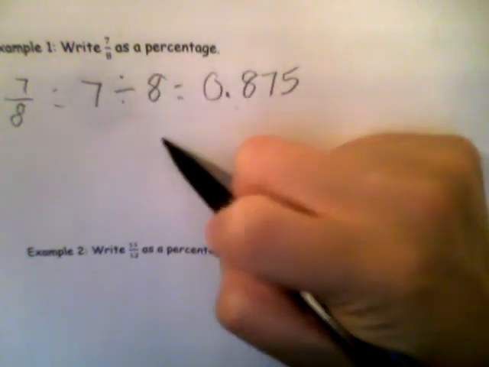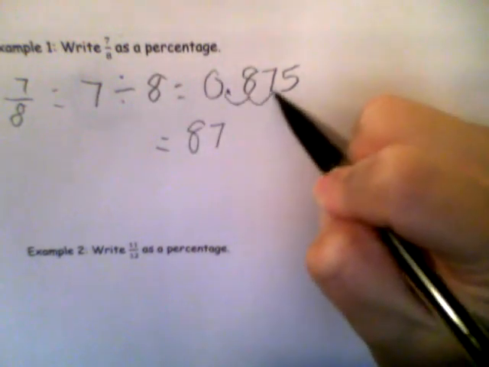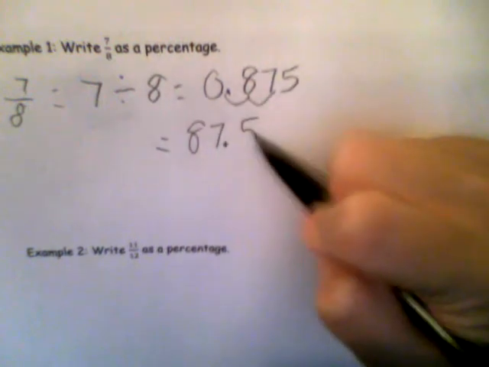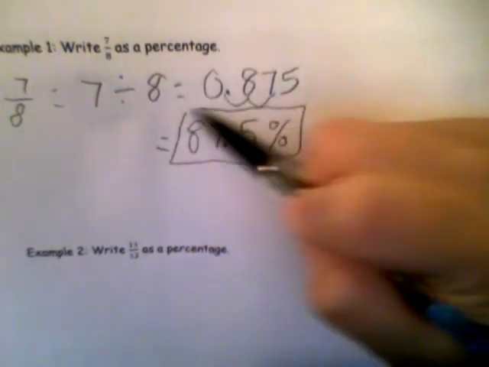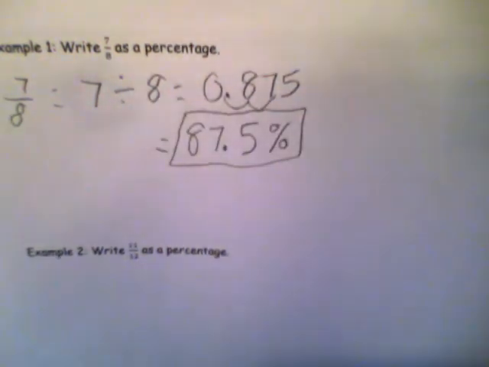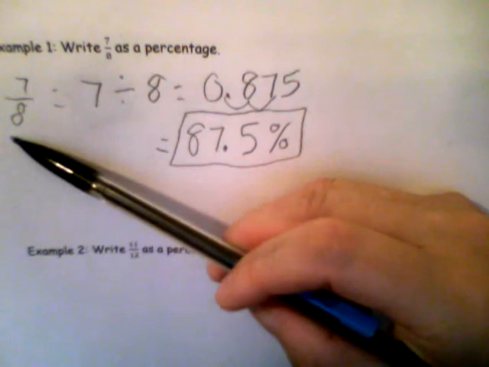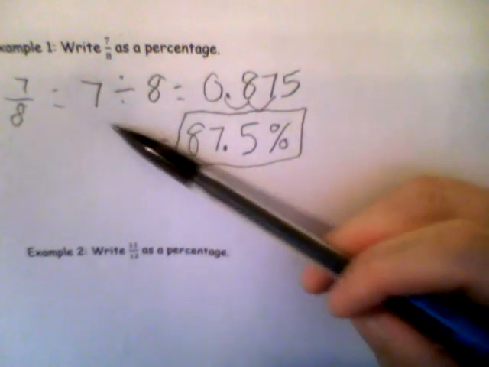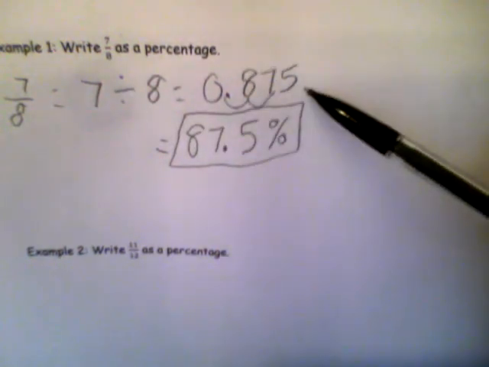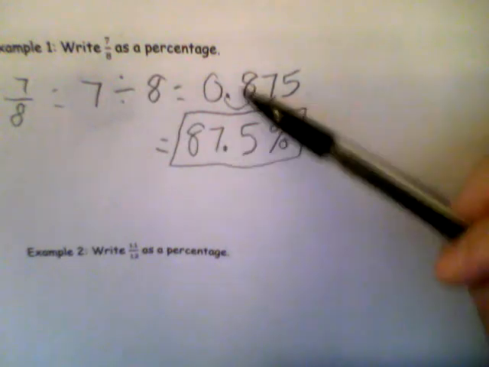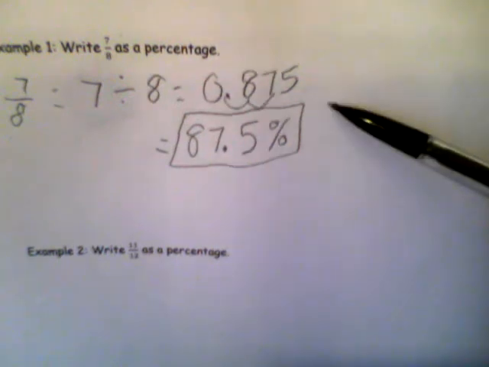So 0.875 is the same as 87.5%. I just moved the decimal 2 places over. Okay, and that would be my answer. Whenever you are working these problems, this is how I want you to show your work, only with neater handwriting. First, write out what the fraction is, put that this is equal to 7 divided by 8, and then write how it is as a decimal, 0.875, and then you'll have your final answer right below the decimal. So remember, when you're doing these problems, show your work how I'm showing it right here.